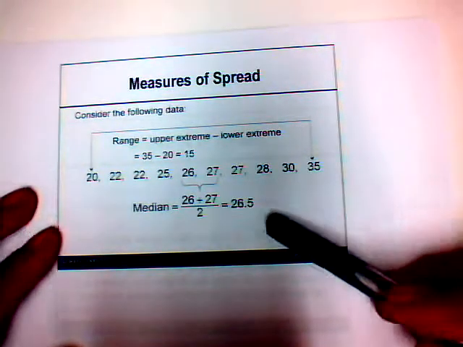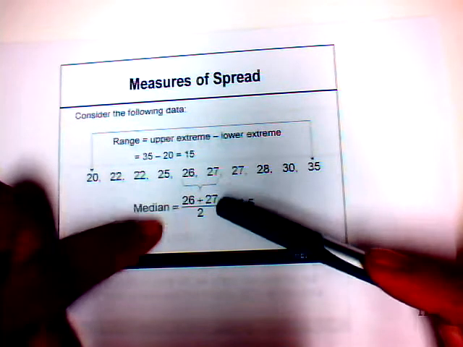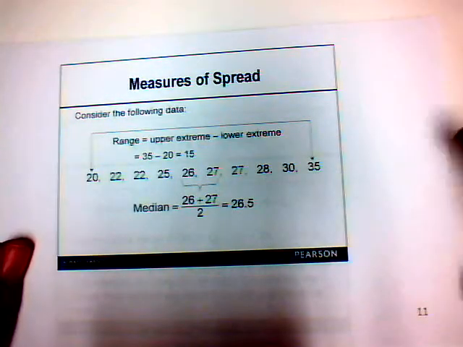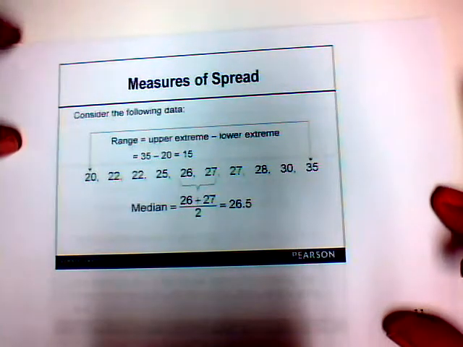And also they mentioned the median. You have two numbers in the middle because you have an even set of data. So you add 26 and 27 together and divide by 2. That gives you 26.5.